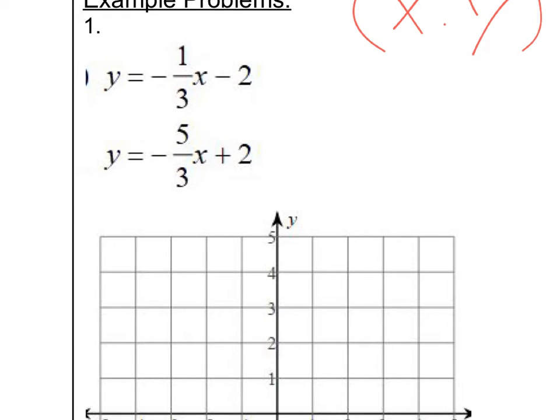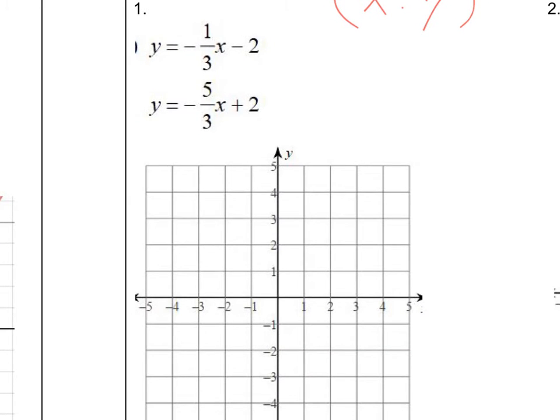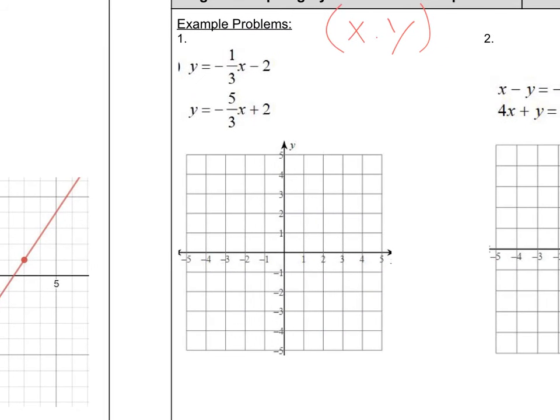We have negative 1/3 x minus 2. So my y-intercept is going to be negative 2. I'll put a dot on the y-axis at negative 2. Make sure it's on the y-axis, never the x. And then my slope, negative 1/3. That means I'm going to go down 1 over 3. And just like a book, we read it left to right. Down 1 over 3 to get my next point. So now I've got 2 points.